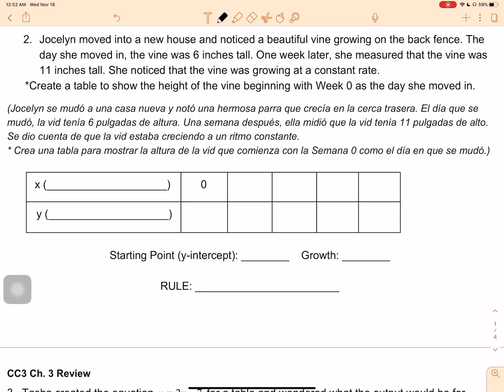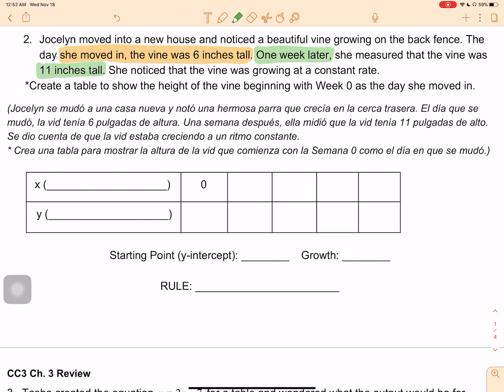We have Jocelyn moved into a new house and noticed a beautiful vine growing on the back fence. The day she moved in, the vine was 6 inches tall. That's important, so I'm going to highlight that. So the day she walked into that house, she saw the vine outside and it was 6 inches tall. 1 week later, that's important. 1 week later, she measured that the vine was 11 inches tall.